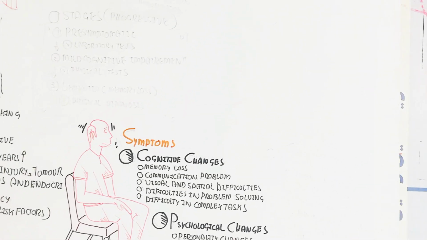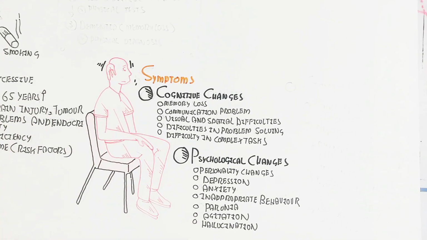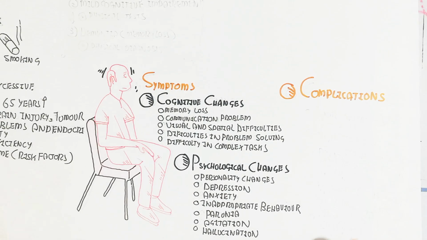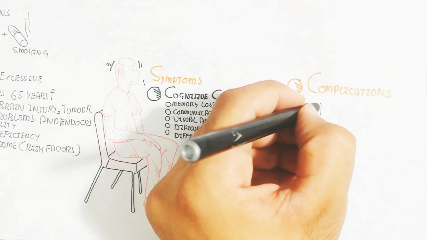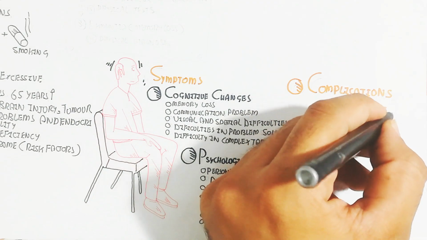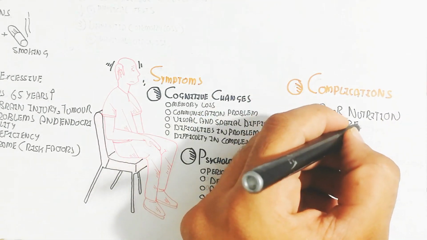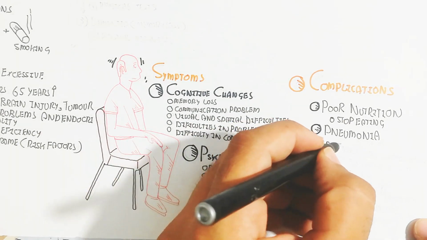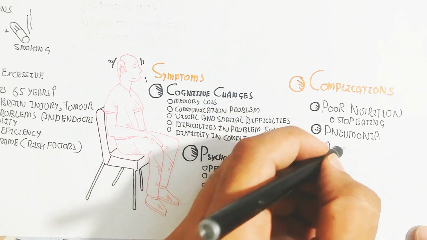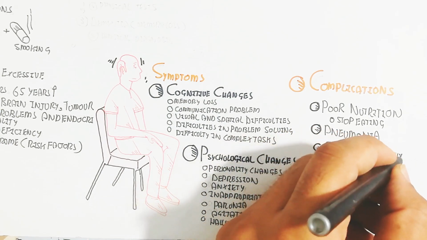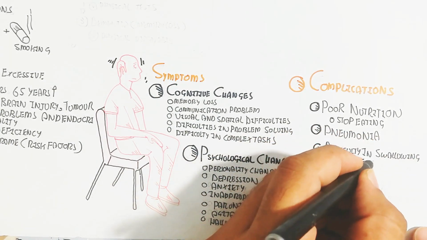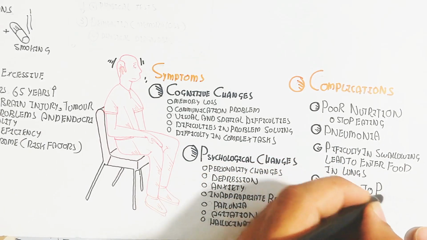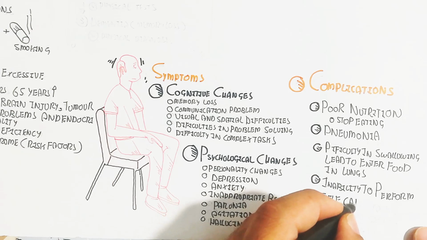In dementia, the impairment of memory will lead to many complications. Let's understand the major complications. Poor nutrition will occur due to stopping eating, and pneumonia can occur due to dysphagia, where food can enter the respiratory tract. Difficulty in swallowing leads to food entering the lungs. Inability to perform self-care tasks and personal safety changes are also complications.